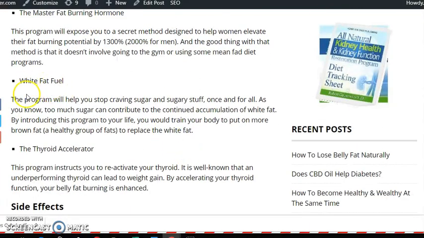The second example is white fat fuel. Most of us get used to liking sugar and sugary stuff, and the program will tell you how to stop craving sugar and sugary stuff. And as you know, sugar contributes to the continued accumulation of white fat. So by using this method, you will train your body to produce more brown fat instead of white fat. So the old white fat will be going off.